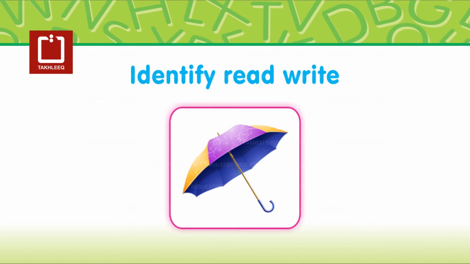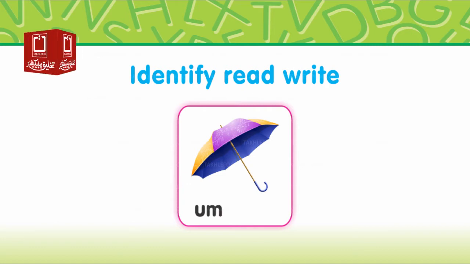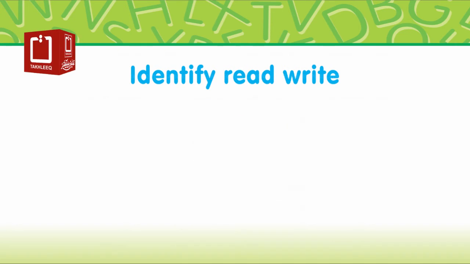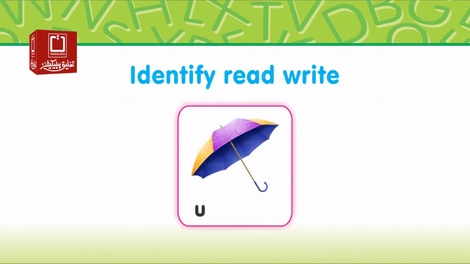We see here the picture of an umbrella. Now we say the spellings of umbrella. U M B R E double L A, umbrella. So we write U M B R E double L A, umbrella, on lines.